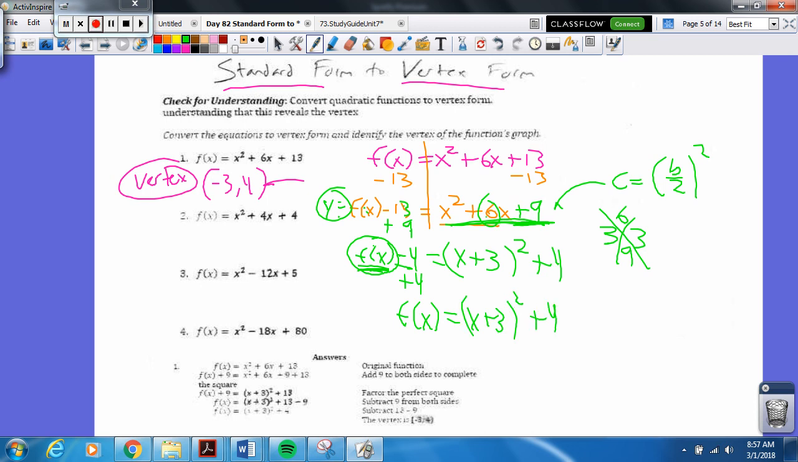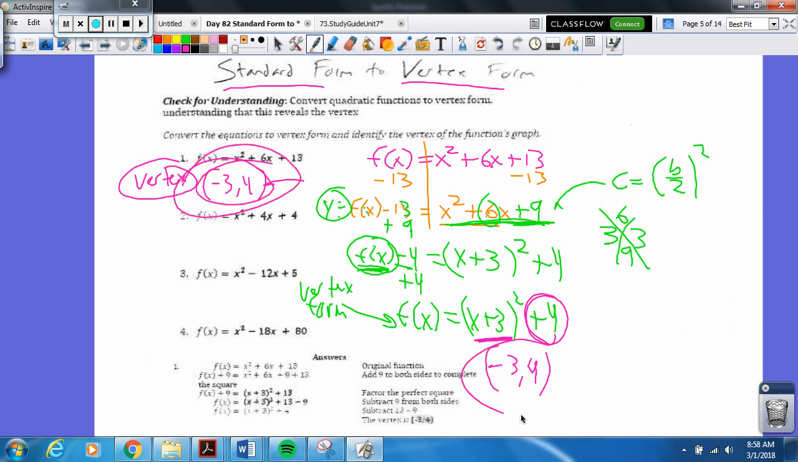Now I just converted it to vertex form. This right here is vertex form. I'm done. Nice. Now what is the vertex? Oh, that's my left to right switch. That means I'm going left 3, and here means I'm going up 4. Which is the same as this right here. Yes, we got the same thing.